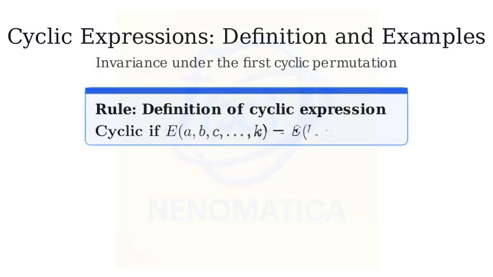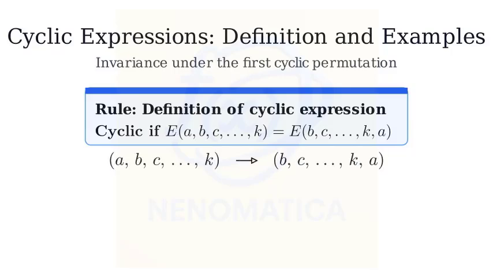Step 1. Definition. An expression in variables A, B, C, and so on up to K is cyclic if after the first cyclic permutation, the expression is unchanged. Let us see the permutation idea visually. We rotate the variables forward by 1 position. Here is the list A, B, C, up to K, and on the right the rotated list B, C, up to K. And then an example of a cyclic expression.